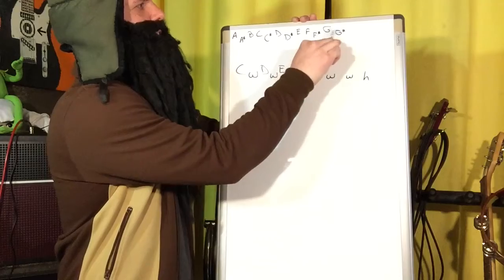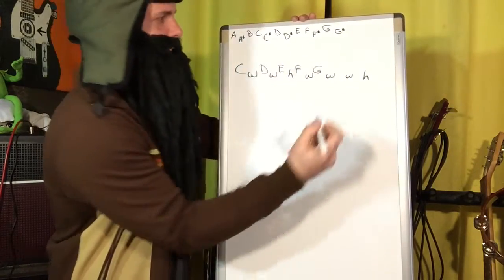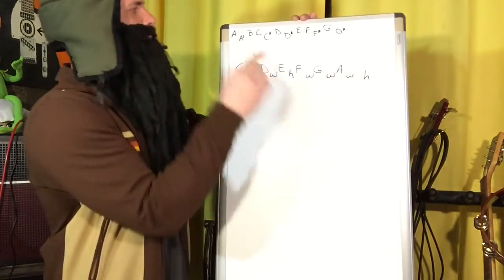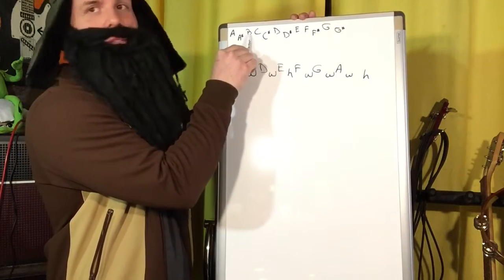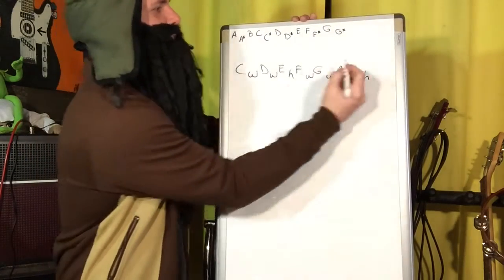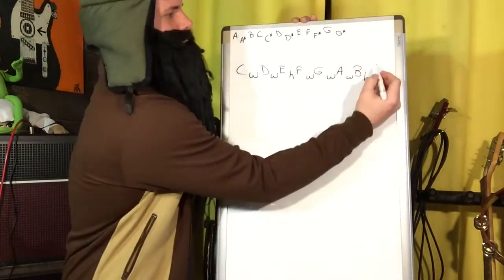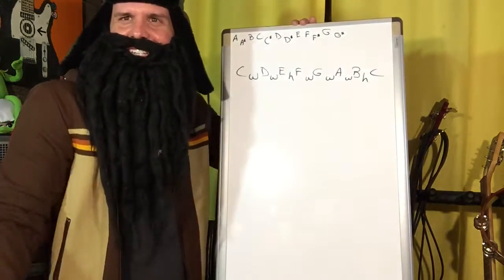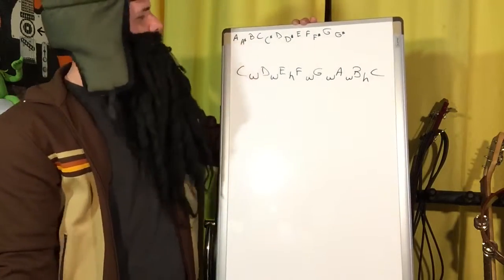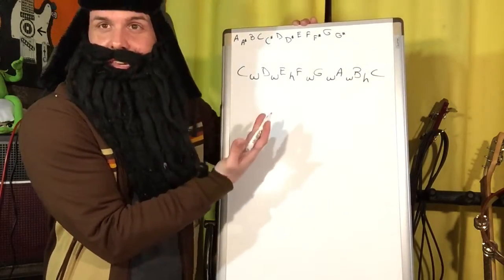Whole step higher than G is, back to the beginning, A. Whole step higher than A is B. And a half step higher than B is C. What? Why did I do that? Okay, anyways, so this is the C major scale.